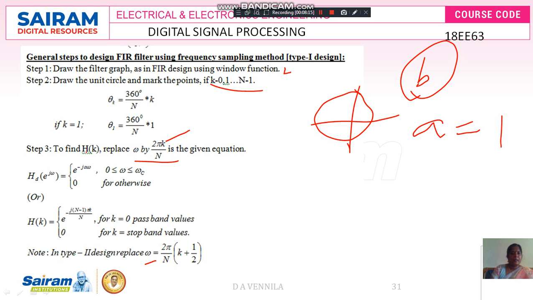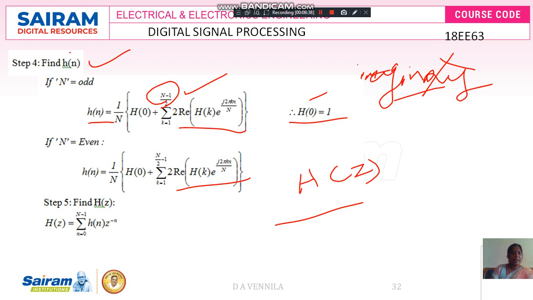The next one has two types. In type 1 design, which is the only one we discuss, the omega will be replaced by 2 pi by n times k. Type 2 design is not in your syllabus. In type 2 design, omega is replaced by 2 pi by n times k plus n by 2. Next, to find h of n, you have to split into n equal to even and n equal to odd.